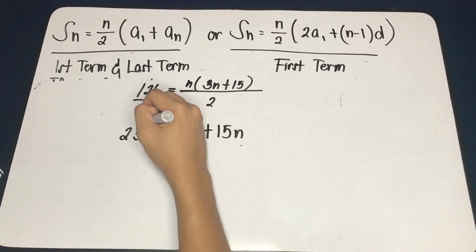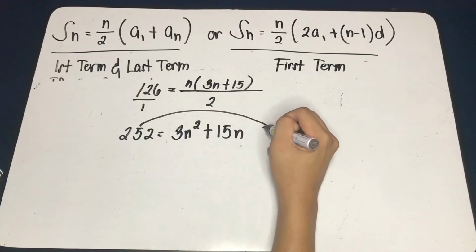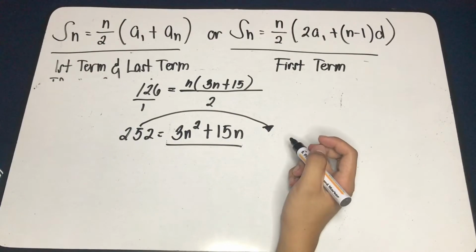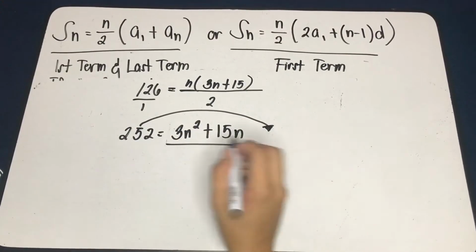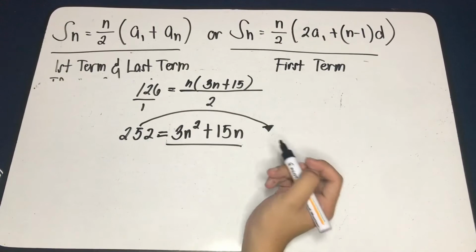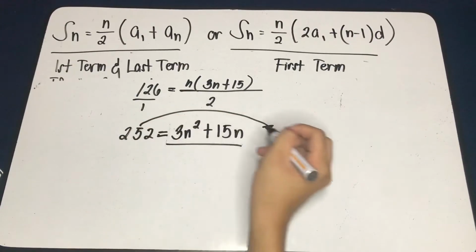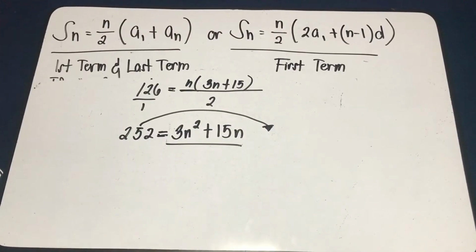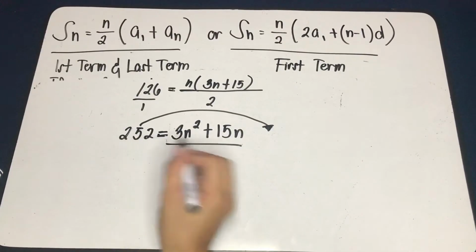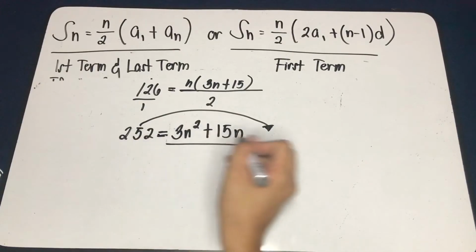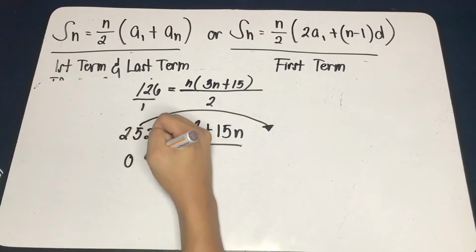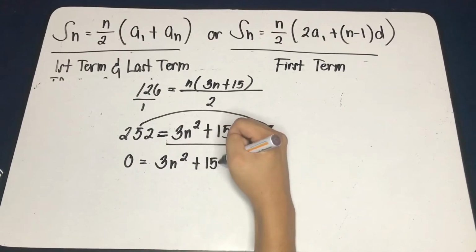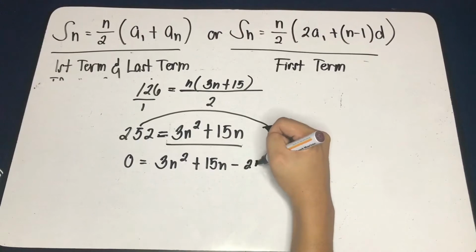So, itra-transpose lang natin dito, kasi natumpok naman na yung equation natin. Dito na lang natin i-transpose sa kabilang side, sa may right side. Since tumalon siya sa equal sign, ang positive magiging negative. Pero kapag hindi tatalon sa equal sign, same lang ng sign yung number. But since in this case, tumalon siya sa equal sign, yung positive gagawin natin negative. So, this will become 0 is equal to 3n squared plus 15n minus 252.